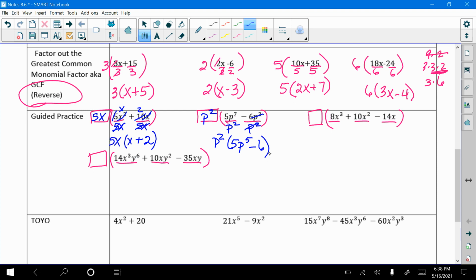This next set, I've got an 8, a 10, and a 14. Well, 8 breaks down to 4 and 2. So I really have 4 and 2, or 2, 2, and 2, right? So 4 and 2.